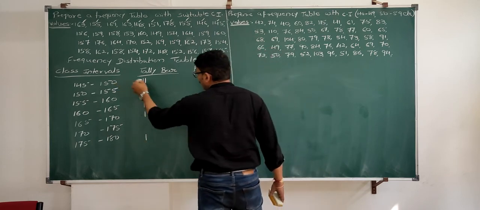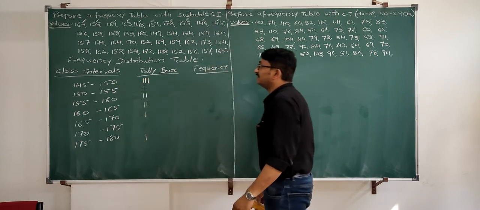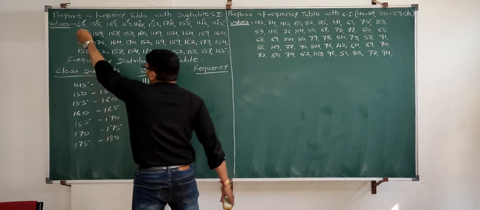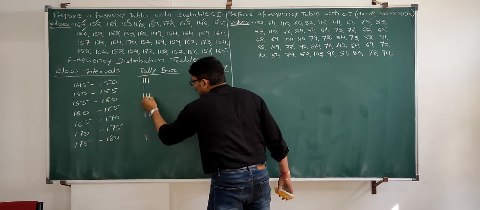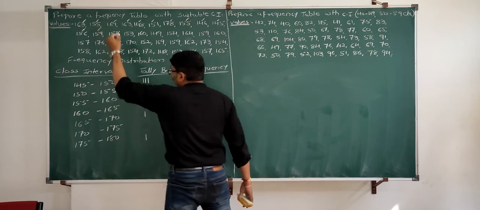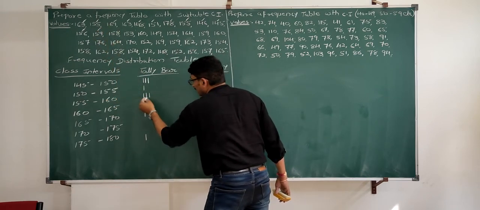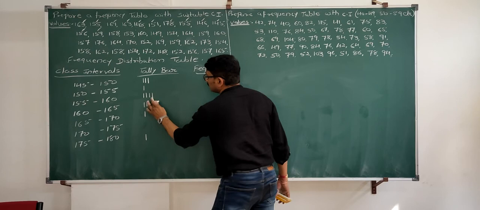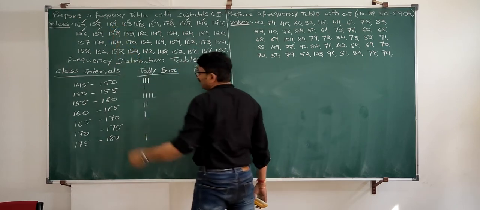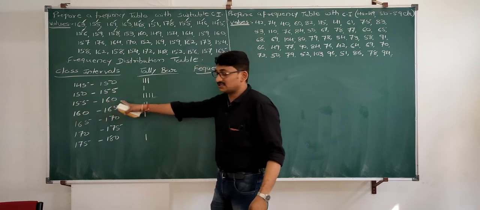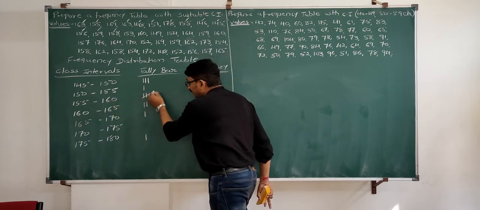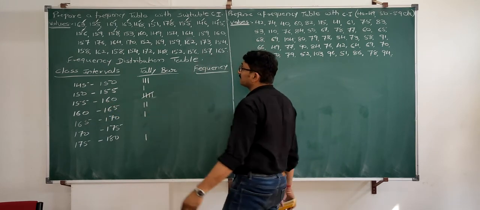145. 145 also comes under 145 to 150. 156 comes under 155 to 160. 159, again it comes under 155 to 160. 158, 158 also comes under 155 to 160, but 4 lines are over, the 5th line is a cross line.